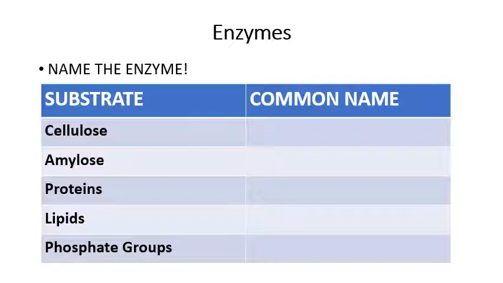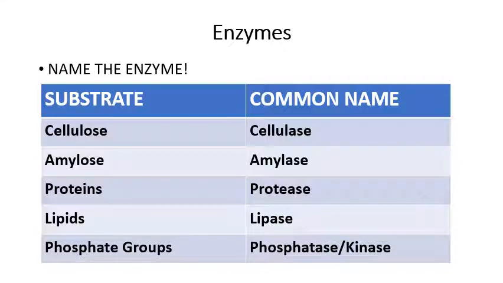So the answers are, an enzyme that hydrolyzes cellulose we call a cellulase enzyme. An enzyme that hydrolyzes amylose is called an amylase. Enzymes that break down proteins are generically called proteases, but some of them have specific names. For instance, I just mentioned that there's a protease in the stomach called pepsin. So pepsin is a protease, but not all proteases are called pepsin. Pepsin is a specific protease. Enzymes that break down lipids are generically called lipases.